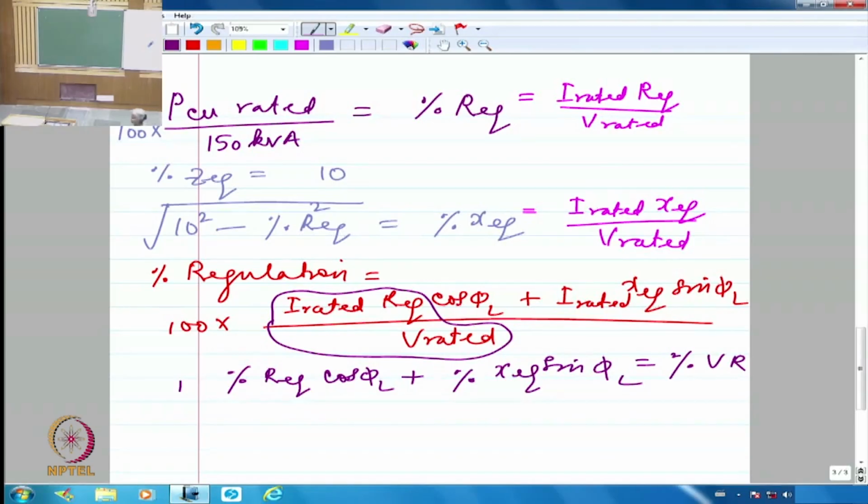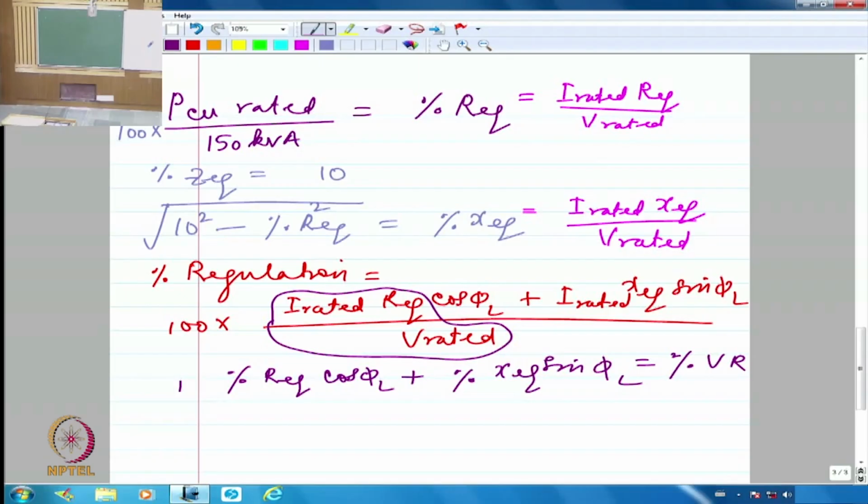See, if I am taking I rated from the primary side, I better take V rated also from the primary side. If I take I rated from the secondary side, I better take V rated also from the secondary side. But when we express it as a percentage, it does not matter. Because if I am taking I rated and V rated from the secondary side, I would have taken R equivalent also from the secondary side.